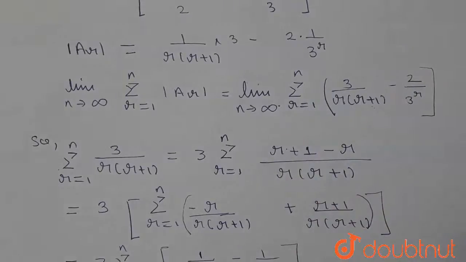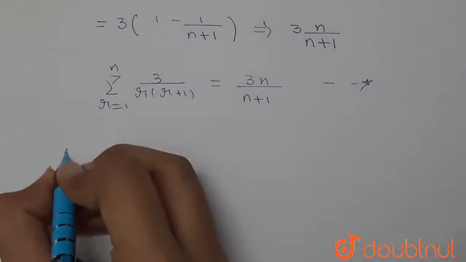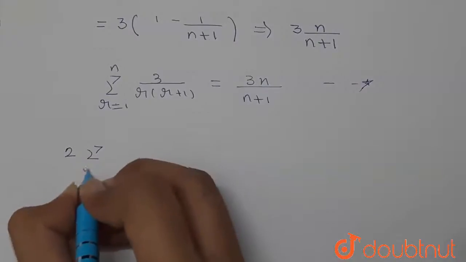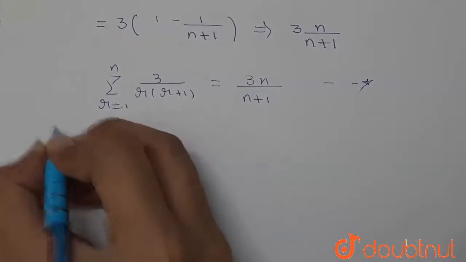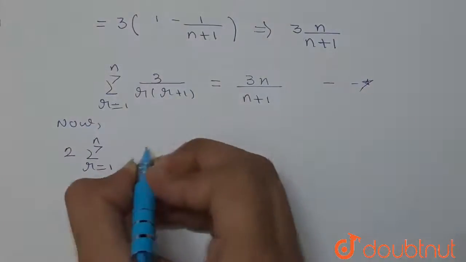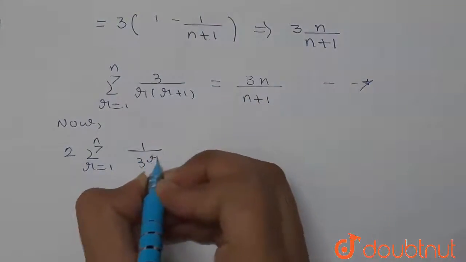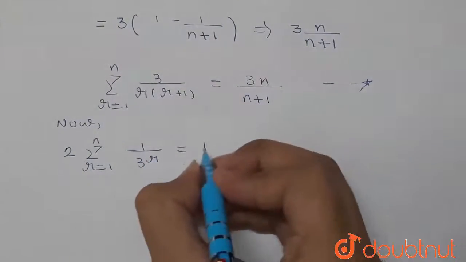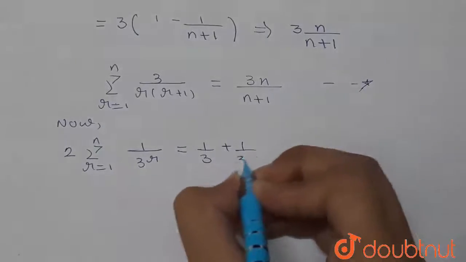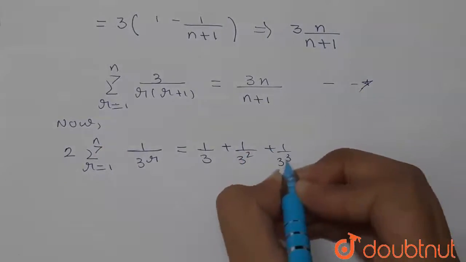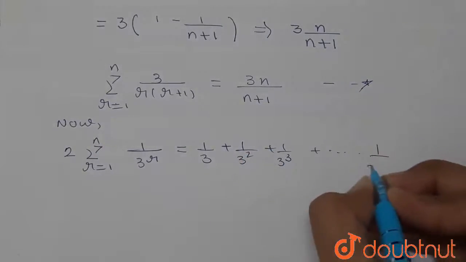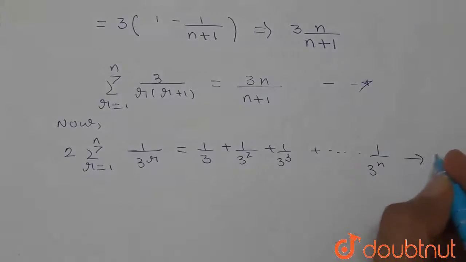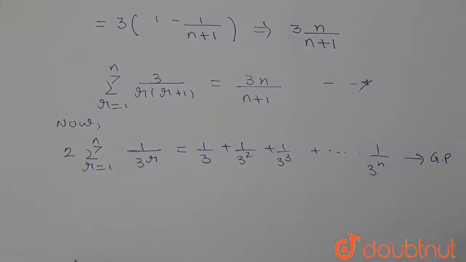So 2 we will take out. So summation r is equal to 1 to n, and here 1 upon 3 raised to power r. If I put the values for r, this is 1 by 3 plus 1 by 3 square plus 1 by 3 cube plus so on till 1 by 3 raised to power n. So this is forming a GP, a geometric progression.